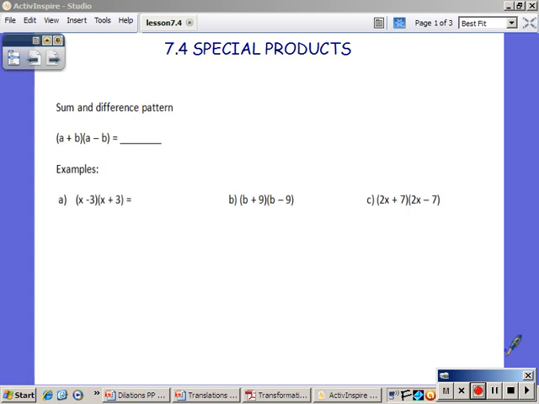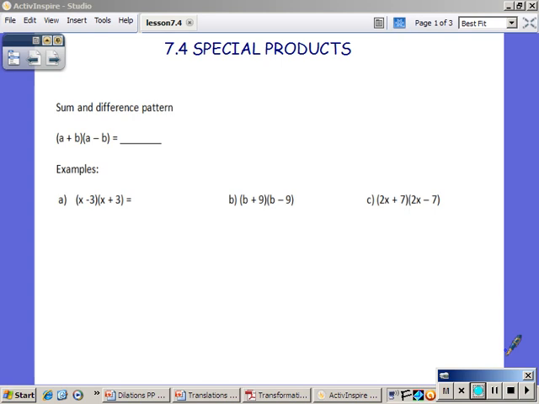In section 7.4, notice the title of our section is Special Products. So the word products, we should recognize that we are still going to be multiplying, except again, we will take a look at these, quote, special products. So the first special product is the sum and difference pattern. So notice (a + b)(a - b).